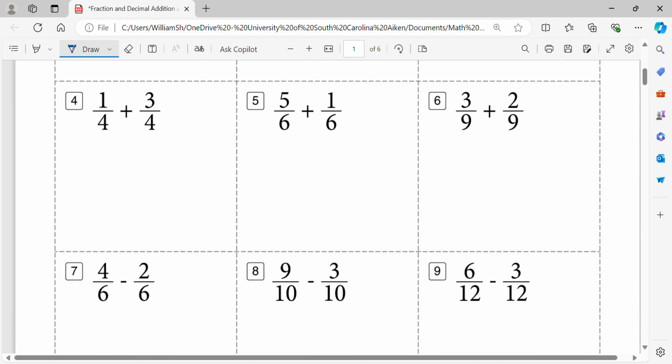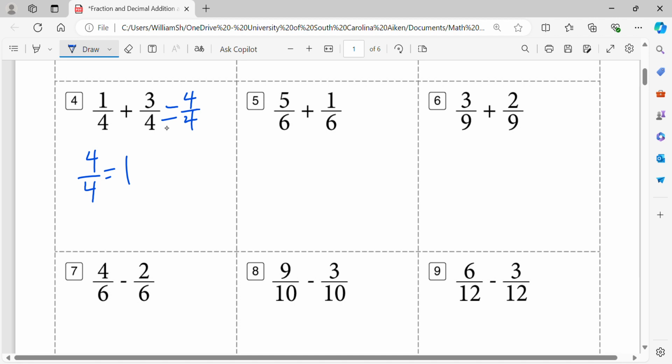Number 4, we have 1/4 plus 3/4. I can just add the numerators here. That gives me 4/4. Hopefully you can see that 4/4 is equal to just 1. 4 divided by 4 is 1. 4 over 4 is equivalent to 1.